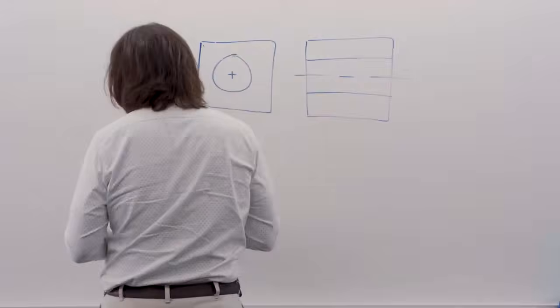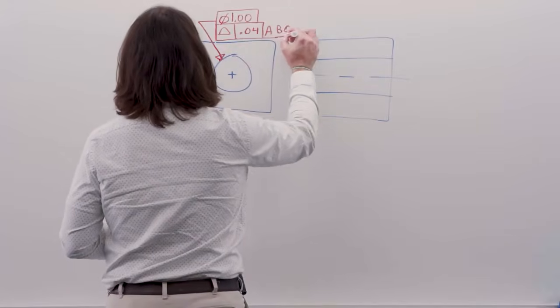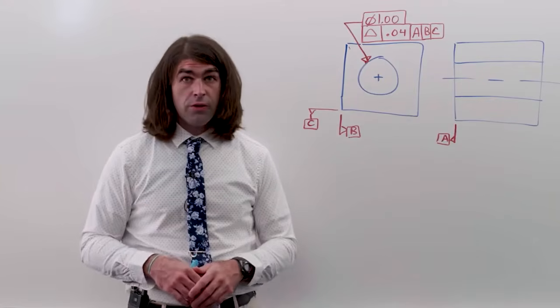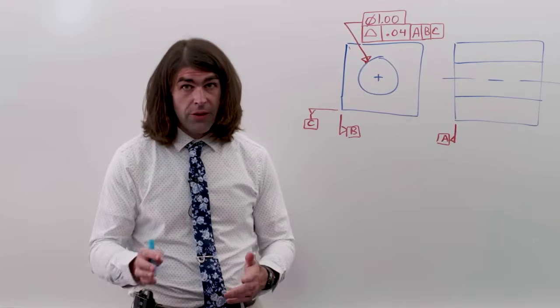Now, if we used Profile on something like a hole, we can locate the hole and control the form and control the size. But what we're doing when we do that is we're controlling the high points and the low points of the hole. Let me show you what I mean on the board. So this is a limited drawing, of course. We've got what we need for this explanation.